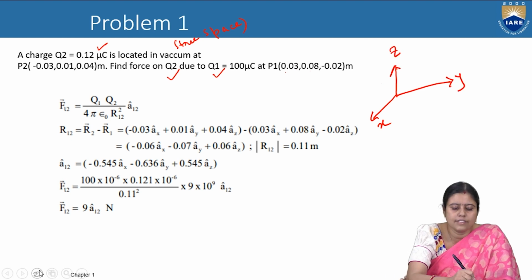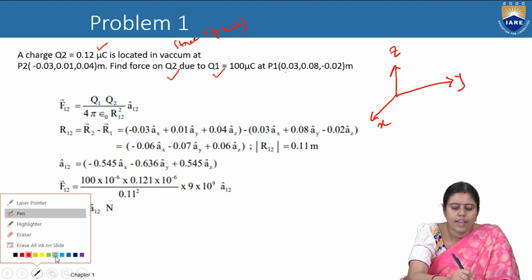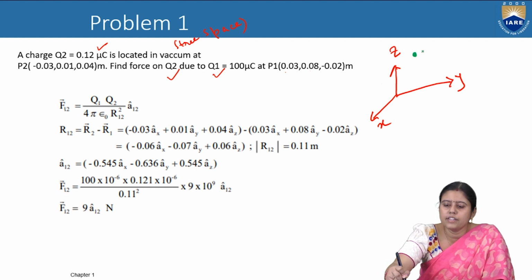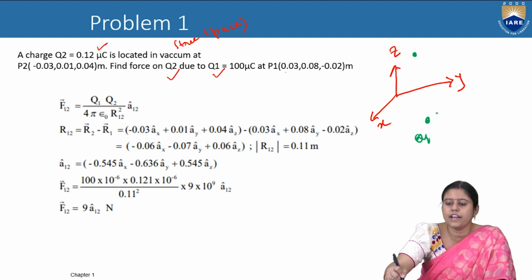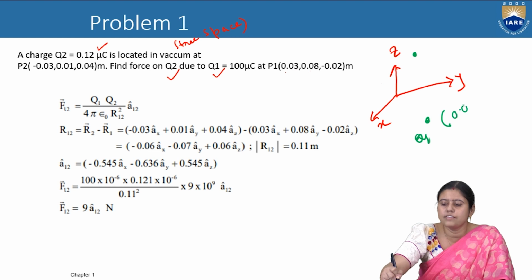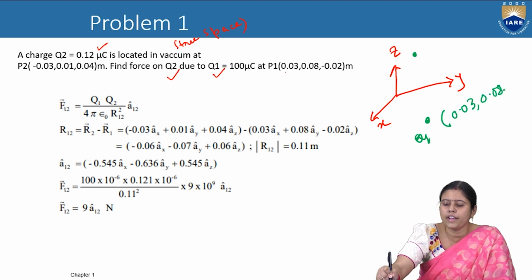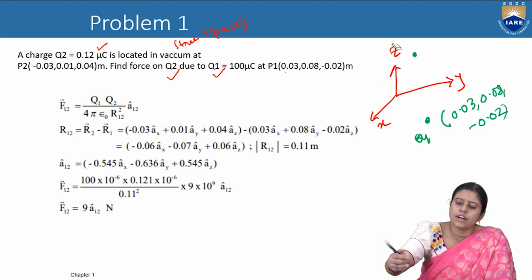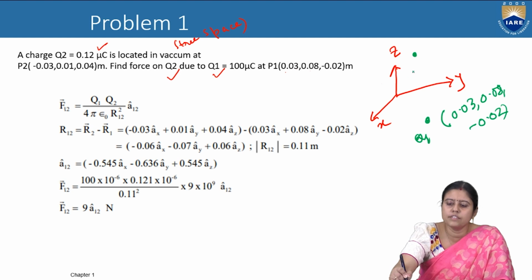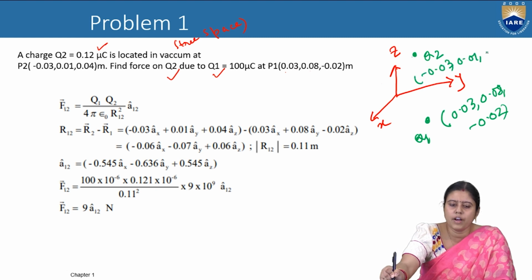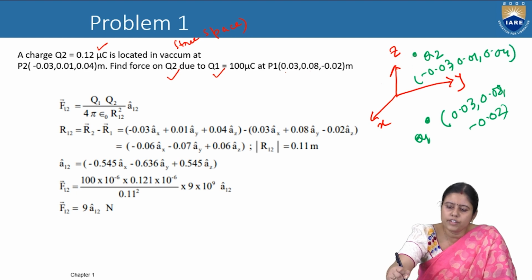If we think of the axes, this is our x-axis, this is our y-axis, and this is our z-axis, and we have two points. The first one is Q1. Q1 is on the negative side because z is negative, so it is 0.03, 0.08, minus 0.02. Q2 is minus 0.03, 0.01, 0.04.